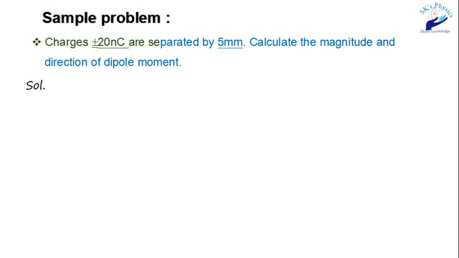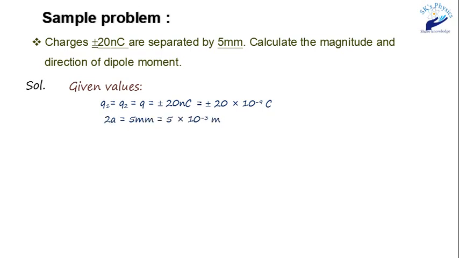Charges plus or minus 20 nanocoulomb are separated by 5 mm. Calculate the magnitude and direction of dipole moment. Here the given values are charges, that means positive and negative charge, q1 = q2 = q = plus or minus 20 nanocoulomb = plus or minus 20 into 10 raised to minus 9 coulomb. 2a = 5 mm = 5 into 10 raised to minus 3 meter.